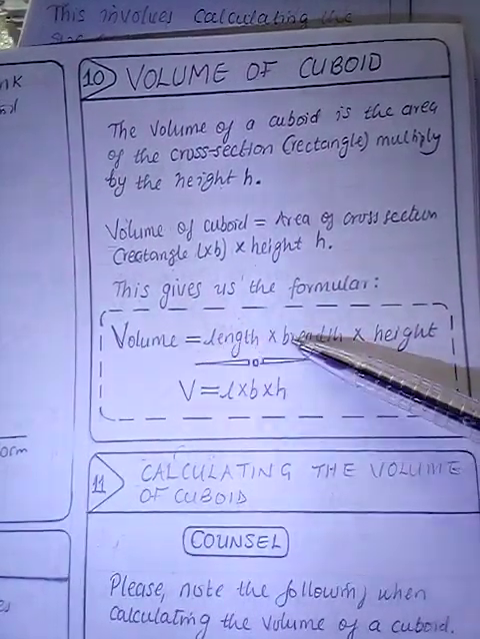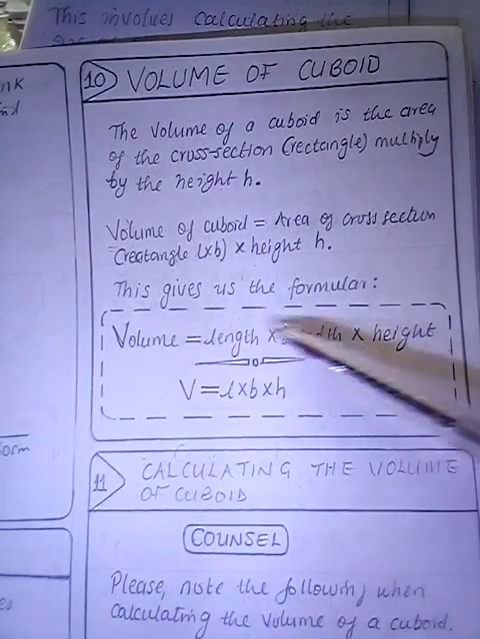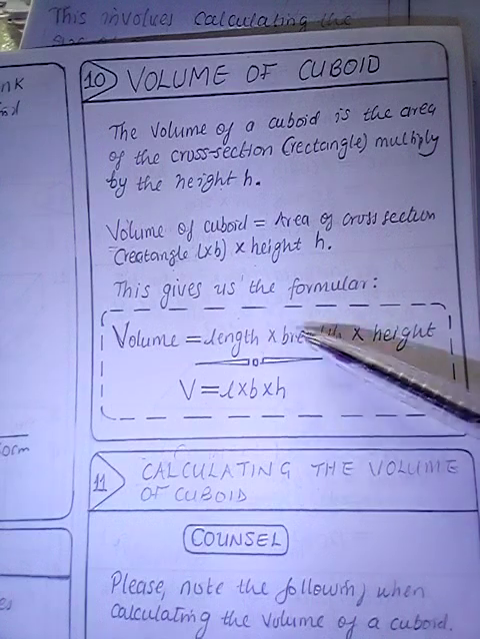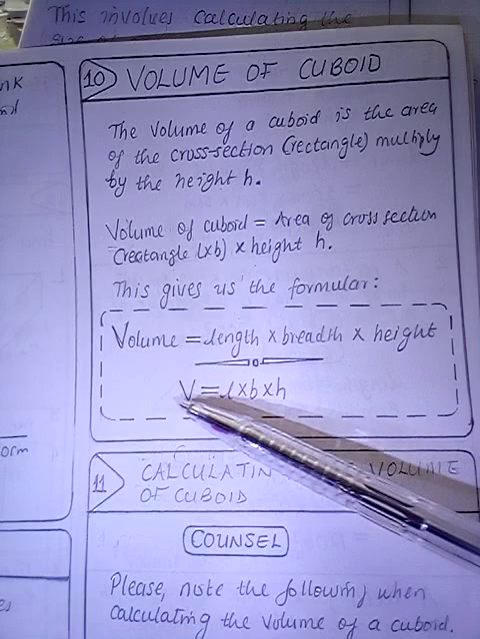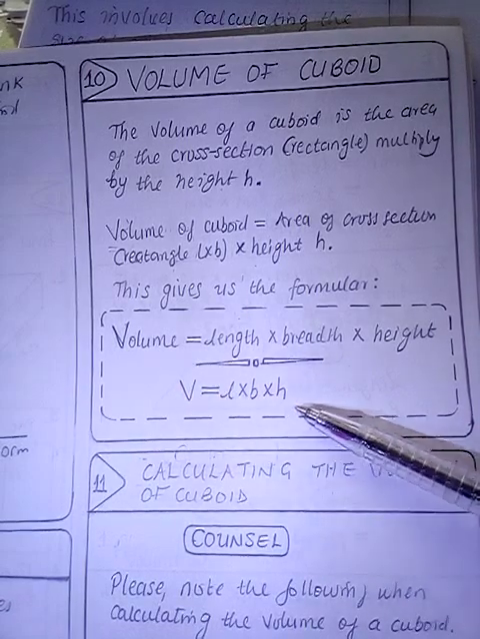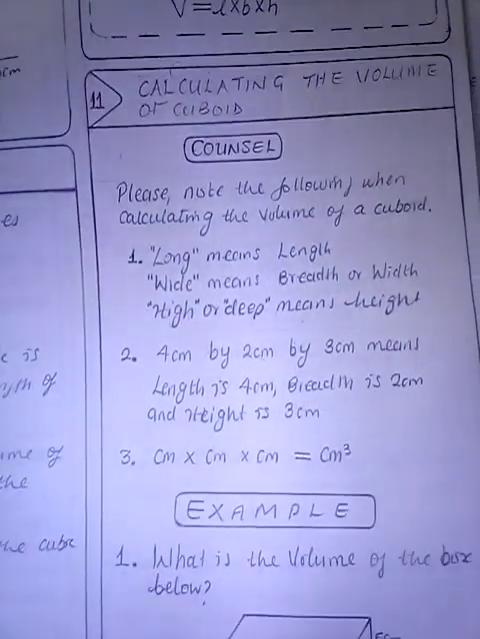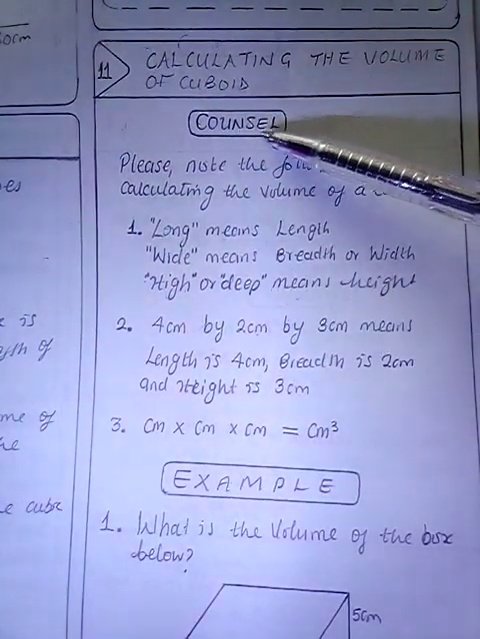Length and breadth represent the area of the cross section, because length times breadth is the area of a rectangle. So this is the area of the cross section. Then we multiply by the height. That gives us length times breadth times height, giving us the volume of a cuboid. Now let's see an example of calculating the volume of a cuboid. This is a very quick concept.